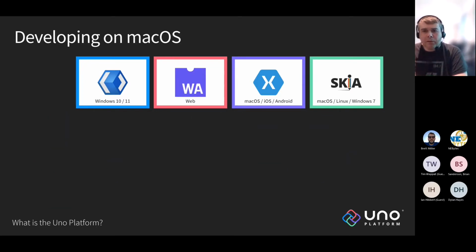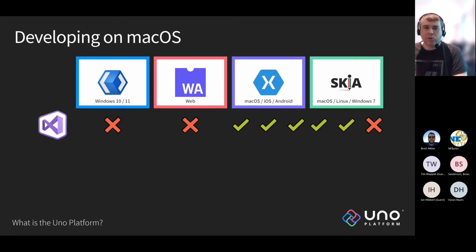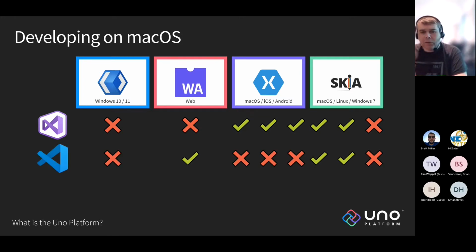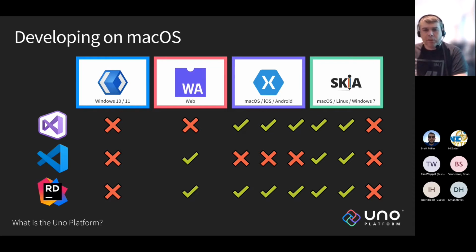If you're on a Mac and you want to develop for Uno platform there, you can. You've got, again, a few choices. You can use Visual Studio for Mac, and that allows you to target macOS, iOS, Android with Xamarin, and you can also target macOS and Linux with Skia. You can use Visual Studio Code on a Mac, and you can target the web with WebAssembly or macOS and Linux with Skia. And if you're using JetBrains Rider on a Mac, you can target WebAssembly for the web, macOS, iOS, and Android with Xamarin, or macOS and Linux with Skia.